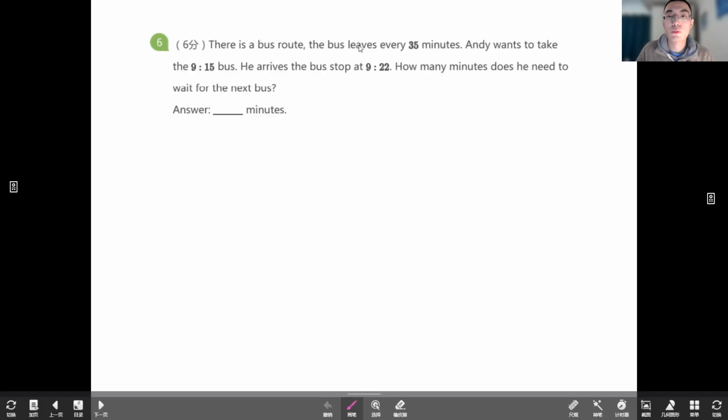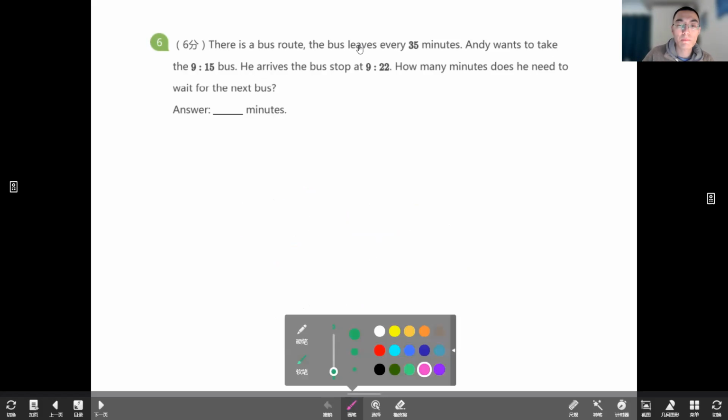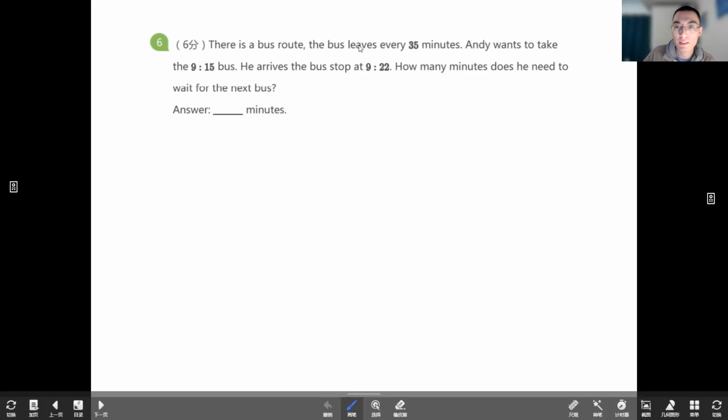Let's move on to the next question, question number 6. There is a bus route, and the bus leaves every 35 minutes. Andy wants to take the 9:15 bus. He arrives at the bus stop at 9:22. So we have to make sure of one thing now: if he arrives at the bus stop at 9:22, he is not going to catch the 9:15 bus.